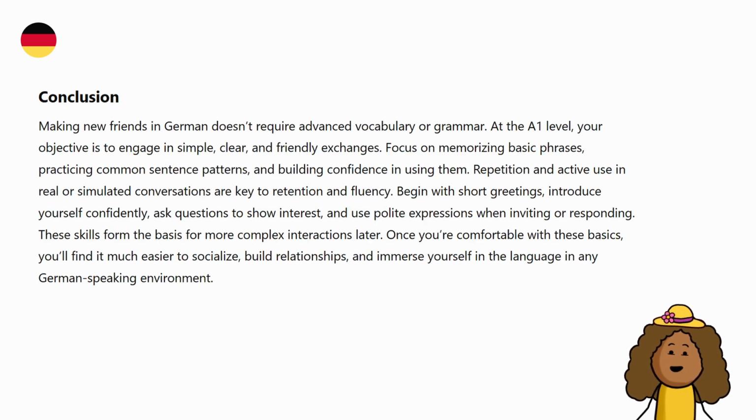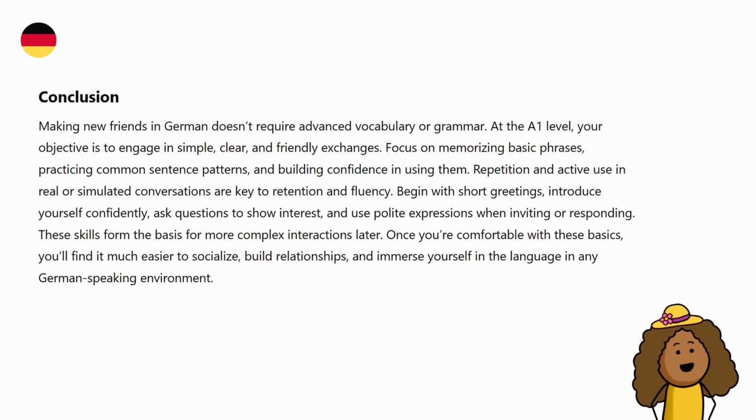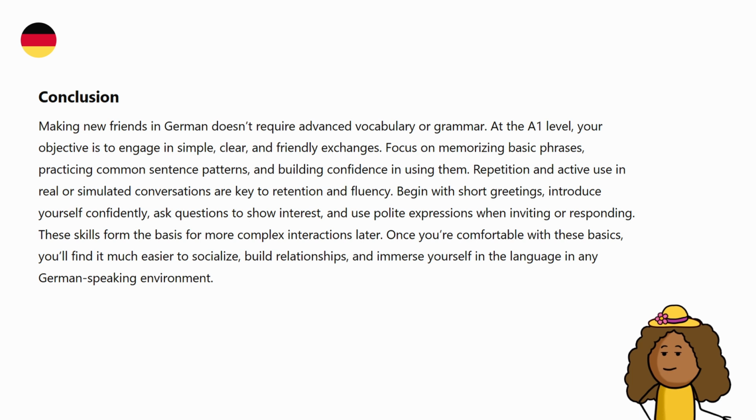Making new friends in Deutsch doesn't require advanced vocabulary or grammar. At the A1 level, your objective is to engage in simple, clear, and friendly exchanges. Focus on memorizing basic phrases, practicing common sentence patterns, and building confidence in using them. Repetition and active use in real or simulated conversations are key to retention and fluency. Begin with short greetings, introduce yourself confidently, ask questions to show interest, and use polite expressions when inviting or responding. These skills form the basis for more complex interactions later.